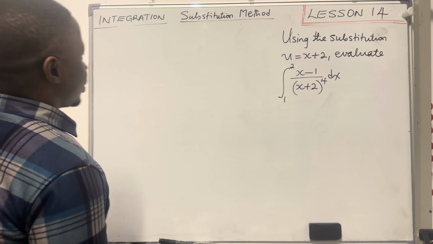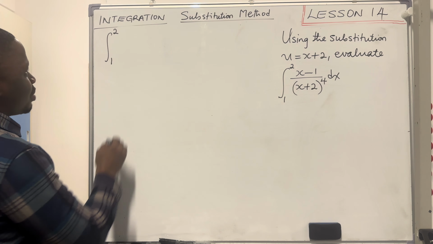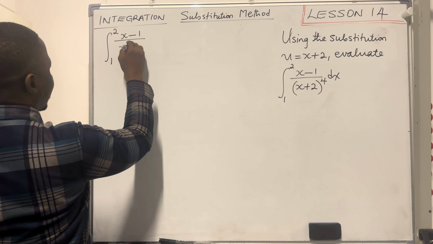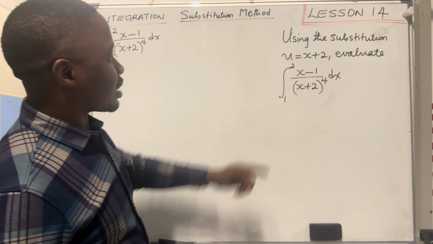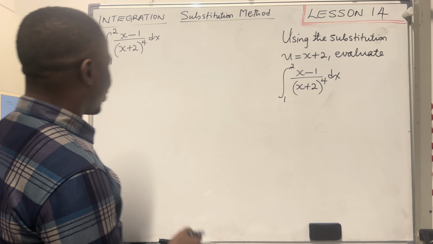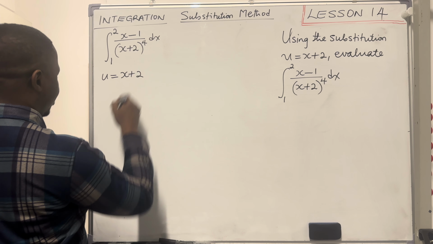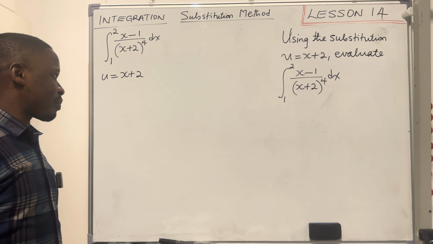So the integral is from 1 to 2, those are the limits, and the function is x minus 1 times (x plus 2) to the power of 4, dx. Here they have helped us already by saying use u equal to x plus 2. So what does that mean, using the substitution method?